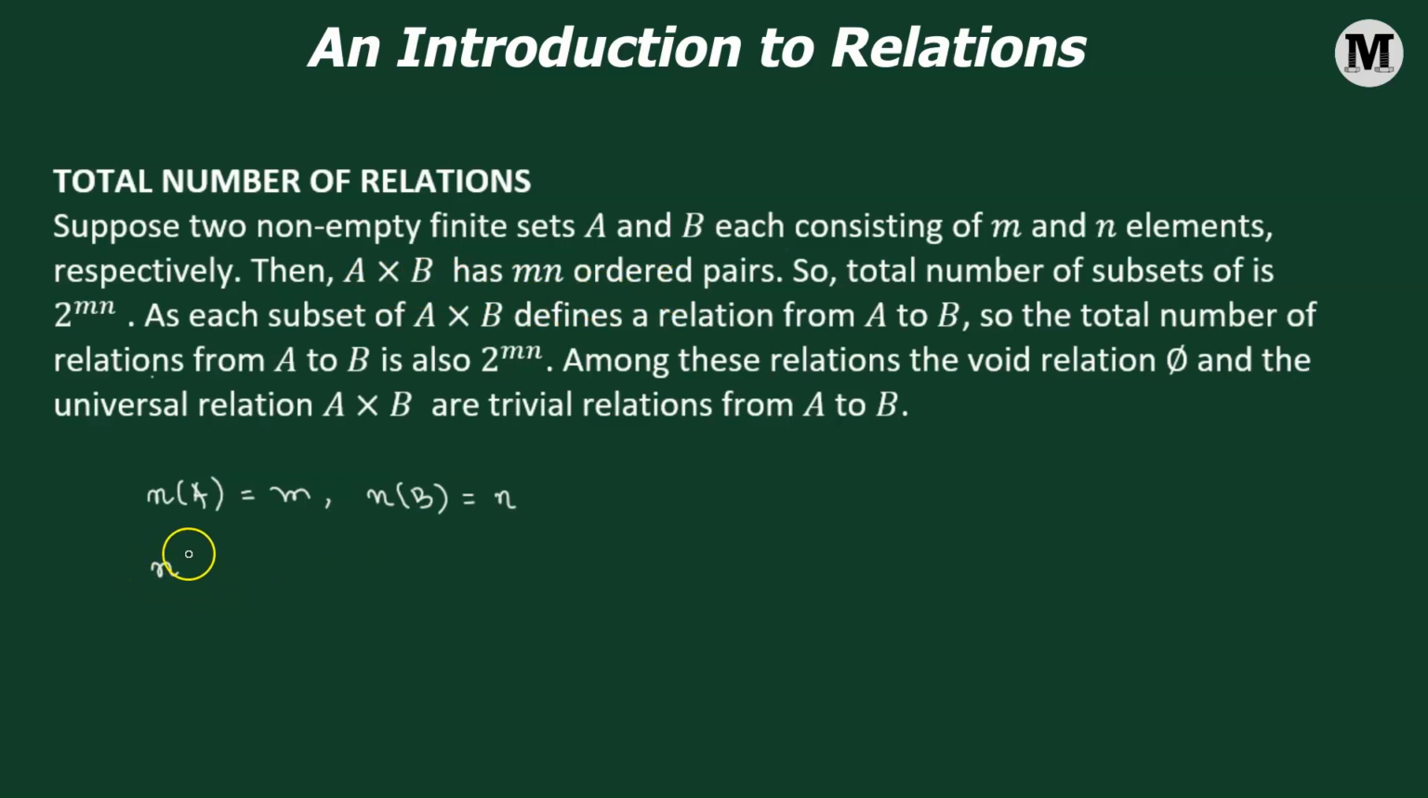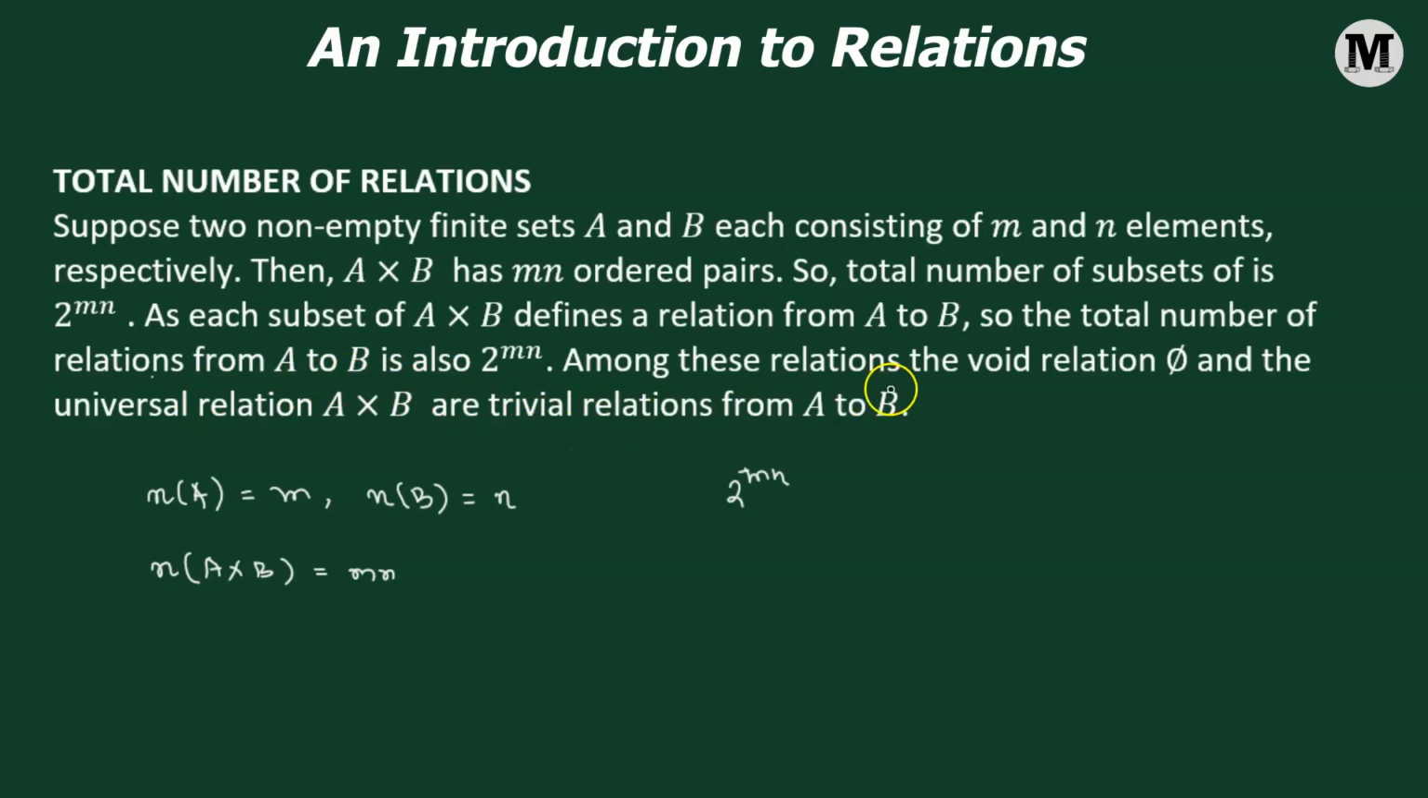We have already established that fact. The total number of elements in the Cartesian product of A and B equals mn. Now the question is, what is the total number of subsets of A cross B? That means we have to find the total number of elements in the power set of A cross B. We know that the total number of subsets in the power set of A cross B is simply given by 2 raised to the power of mn. This is from our definition in set theory. So this is also going to be the total number of relations that are possible from A to B.